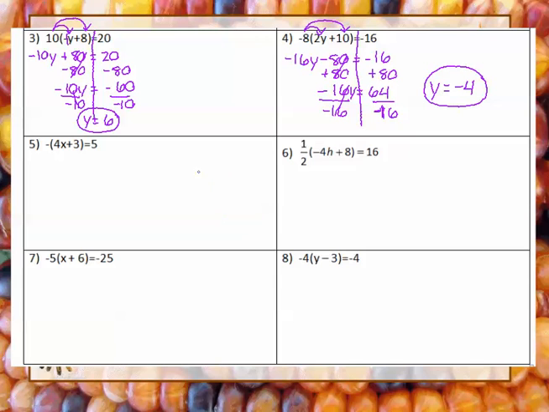So go ahead, do 5, 6, 7, and 8 by yourself. I'm going to put the answers up whenever you are ready to check your work. So pause the video here, do 5, 6, 7, and 8. Watch out for that ninja negative 1 right there, and the fraction when you're solving number 6. So pause the video here. When you're ready to check your work, unpause the video.